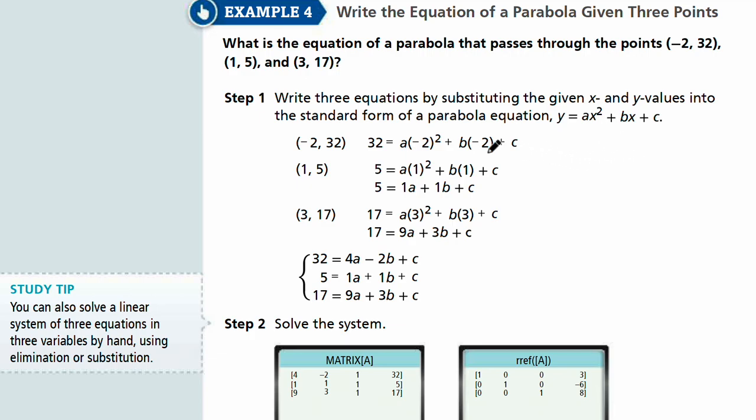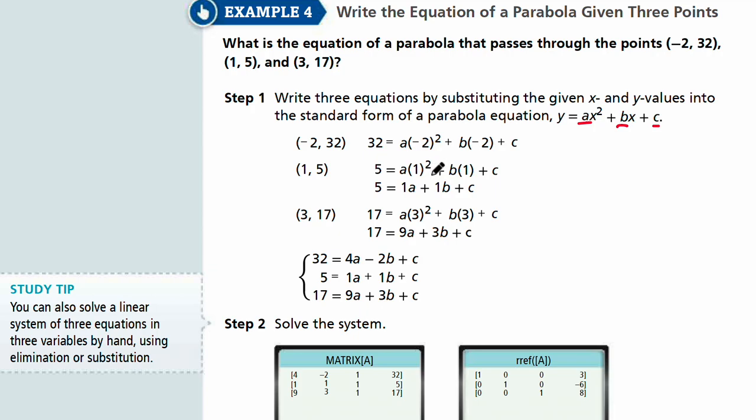So first of all, we can use the first point to write the first equation with a, b, and c as variables. In your equation, a, b, and c should be constants, but because we have 3 points, we can plug in x and y values in order to write 3 different equations. And then we can solve using systems of equations.